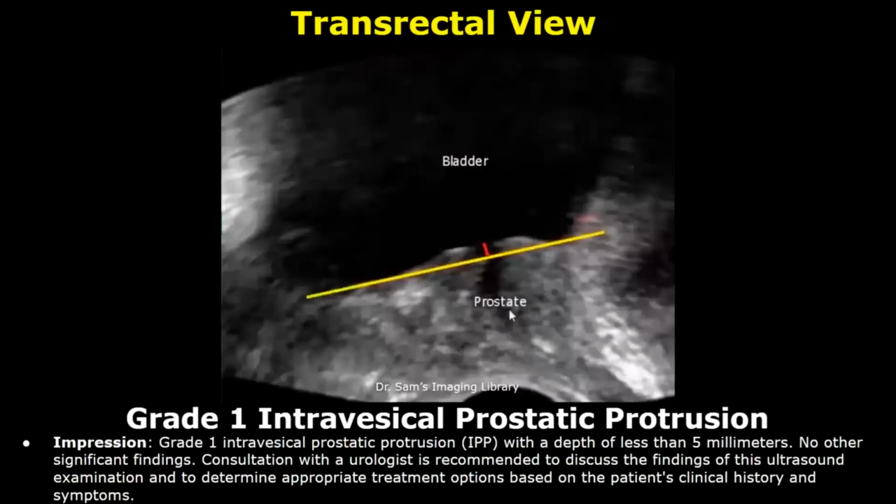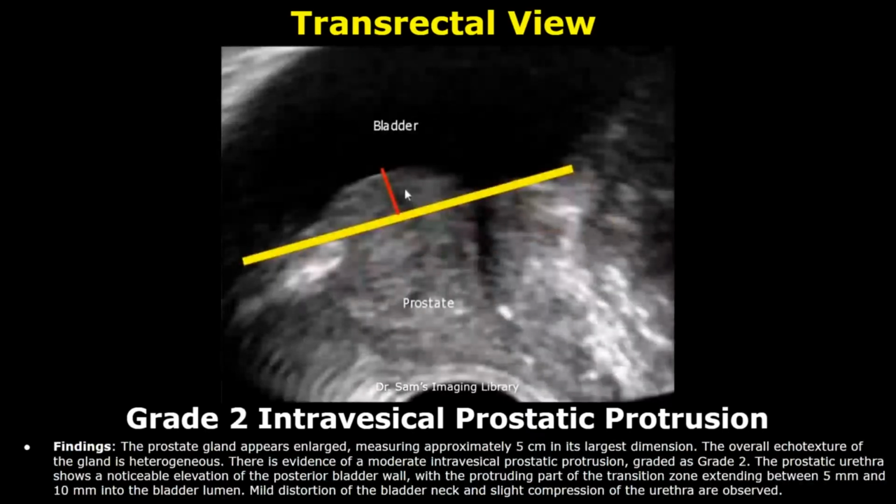In the impression, you can mention the Grade 1 intravesical prostatic protrusion and write the depth, which will be less than 5 millimeters. And after that, you can write consultation with a urologist is recommended to discuss the findings of this ultrasound examination and to determine appropriate treatment options based on the patient's clinical history and symptoms.